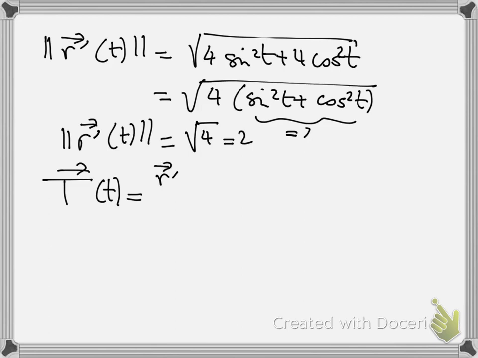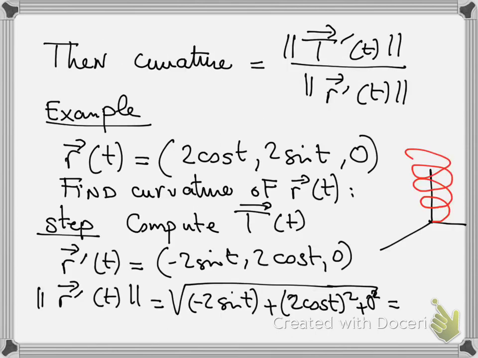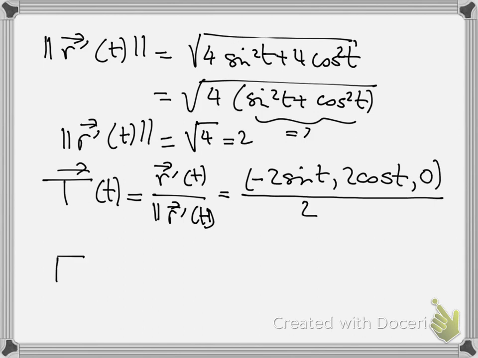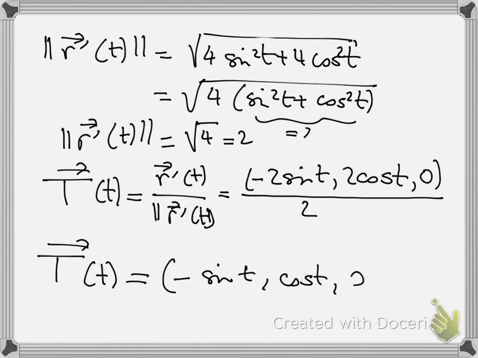So then capital T is r prime of t over the length of r prime of t. So we're going to divide. r prime of t is minus 2 sine, 2 cosine, and 0, over 2. You just divide the 3 coordinates by 2, so it's going to be minus sine of t, cosine of t, and 0. Okay, so we got our capital T.